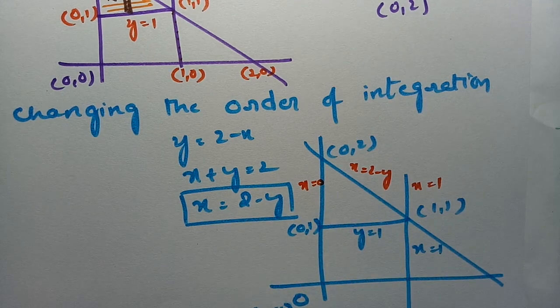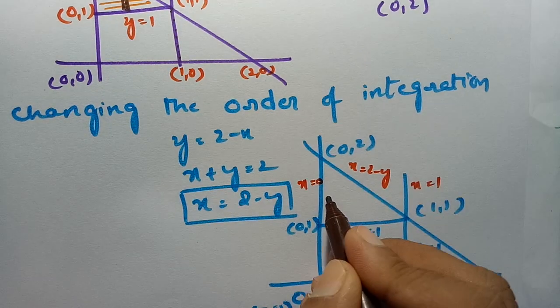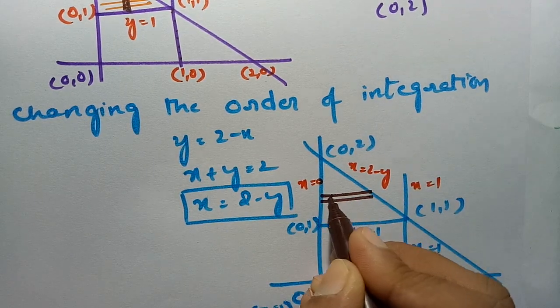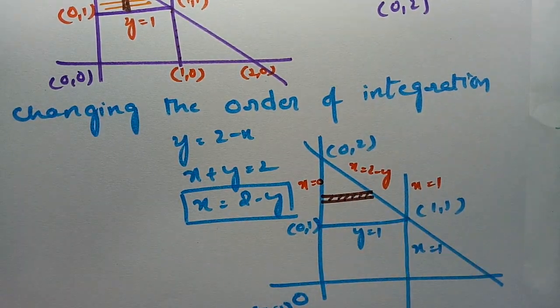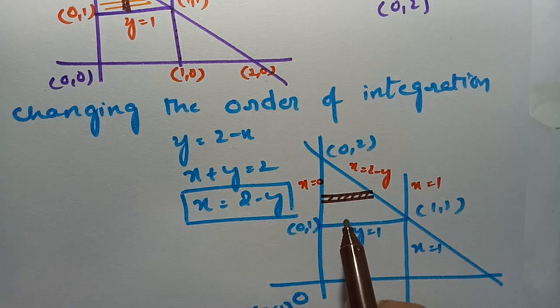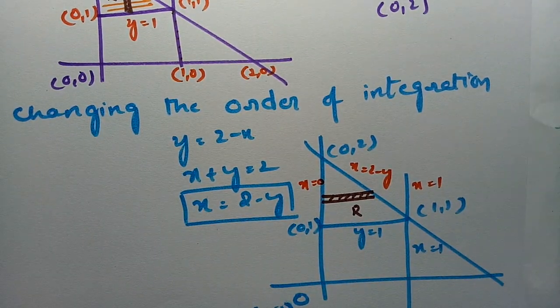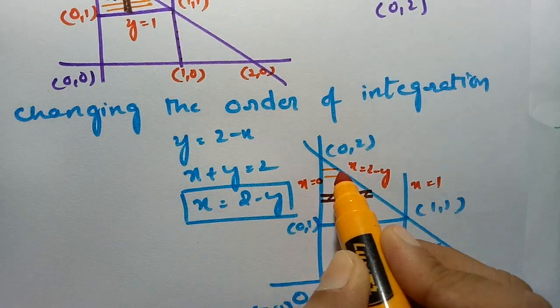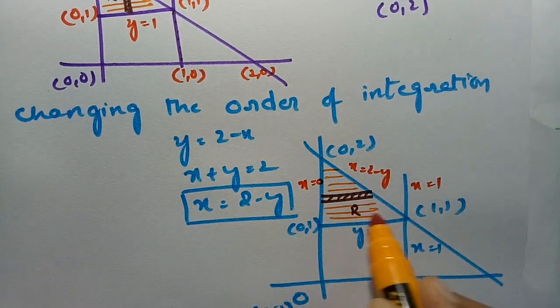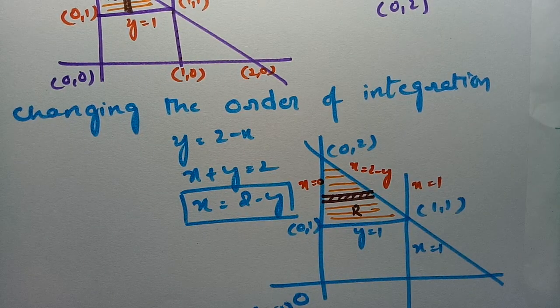And now the strip will be, so this will be the horizontal strip. Now if we have to consider this horizontal strip, that is PQ, which will be sliding in this region. So this is the region R, and I'll show you. So this is bounded between these lines. So this will be the region. So the shaded part is the region, and now we have to change the integration. So our limits will be changed.